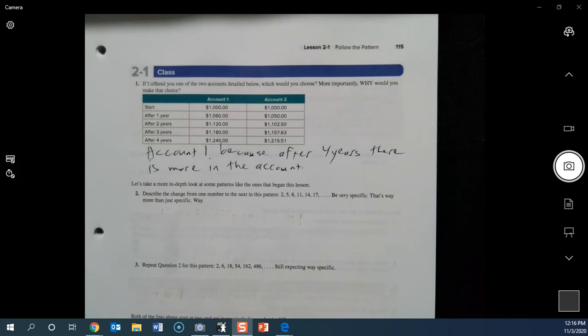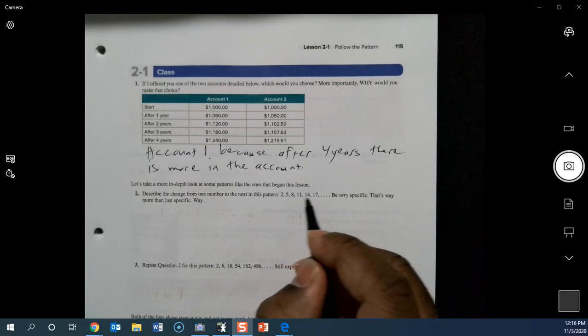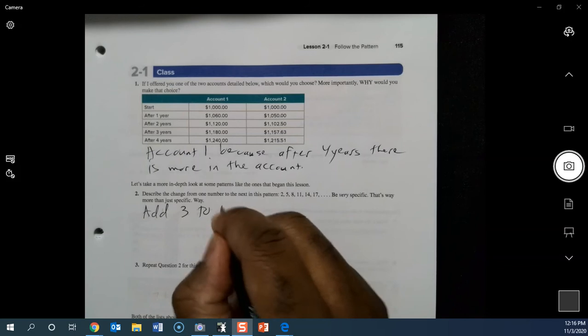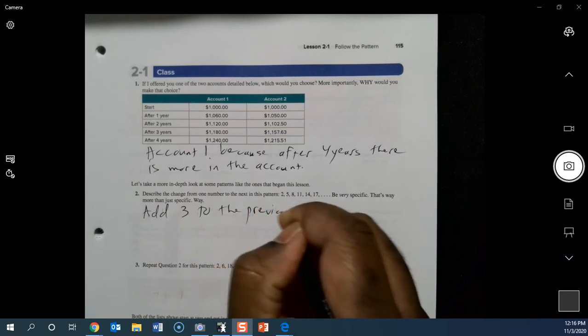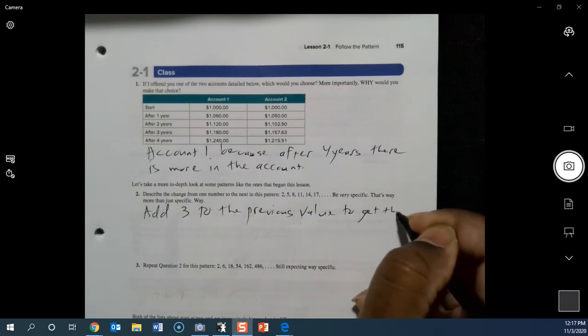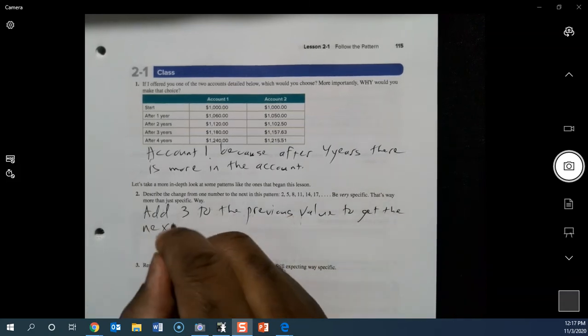Okay. Now it says, let's take a more in-depth look at some patterns like the ones that began this lesson. Number 2, describe the change from one way to the next in this pattern. 2, 5, 8, 11, 14, 17. Be very specific. So basically, if you look here, we're adding 3 to each value. So we would add 3 to the previous value to get the next value.